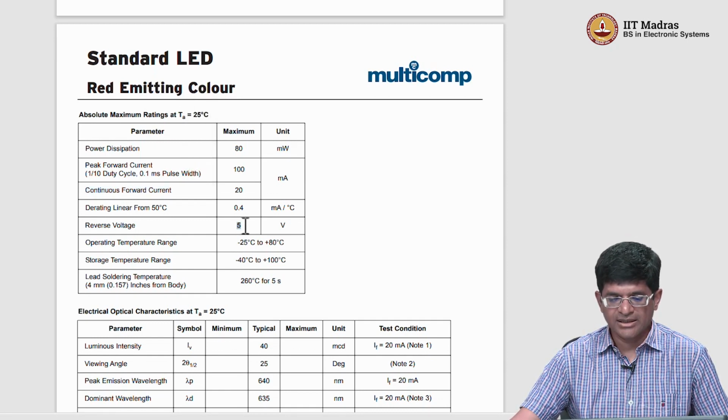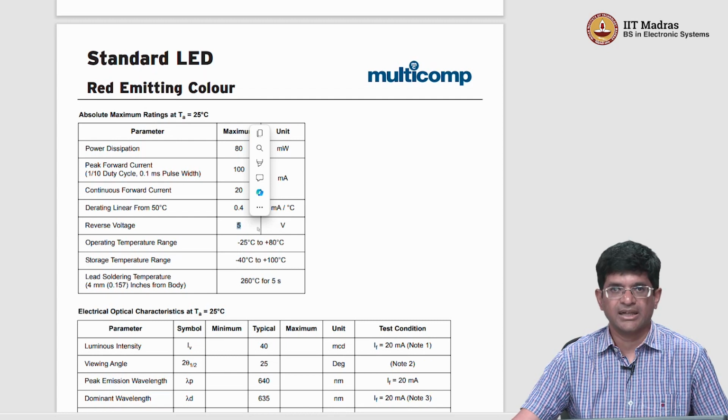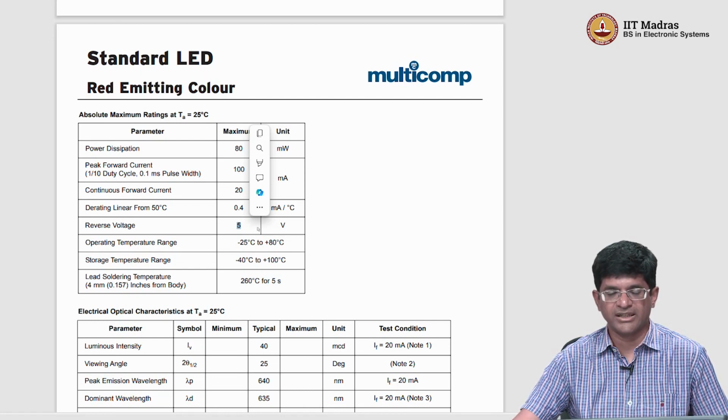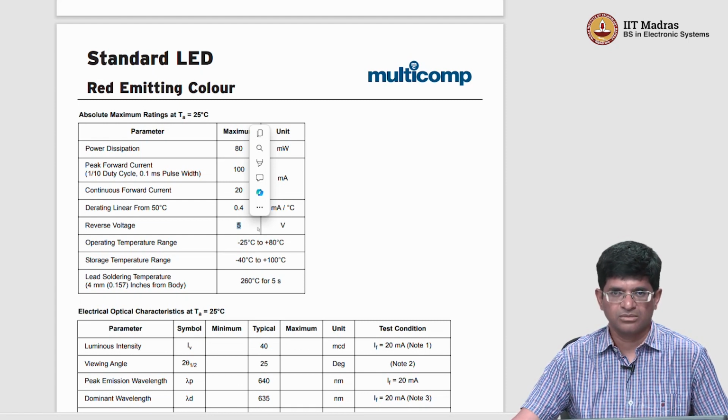It also says that the reverse voltage is 5 volts. What that means is that if you accidentally or intentionally connect the voltages in the wrong direction, you switch the anode and cathode of the diode and connect them the wrong way, and you put effectively a minus 5 volts across it, anything worse than that is going to damage the diode.